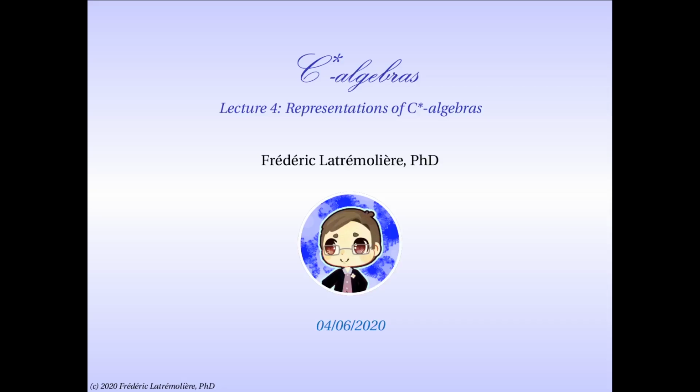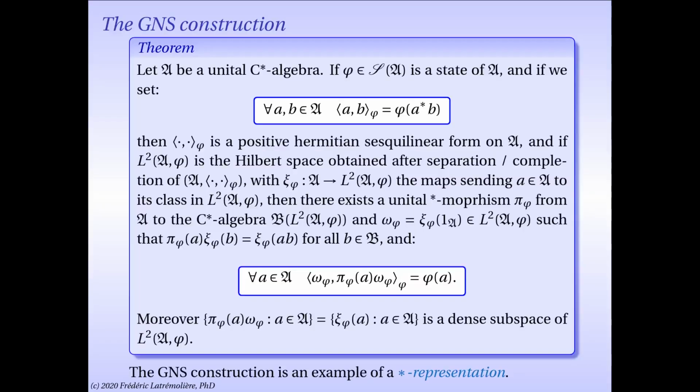Welcome to the fourth lecture on C-star algebras, titled Representations of C-star algebras. We have seen that any C-star algebra is star isomorphic to a closed, self-adjoint algebra of continuous linear endomorphisms of a Hilbert space. This observation follows from the GNS construction, which we now recall.